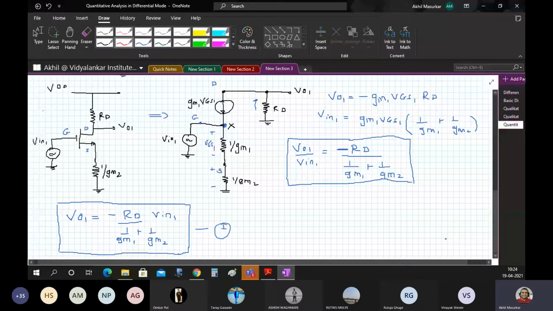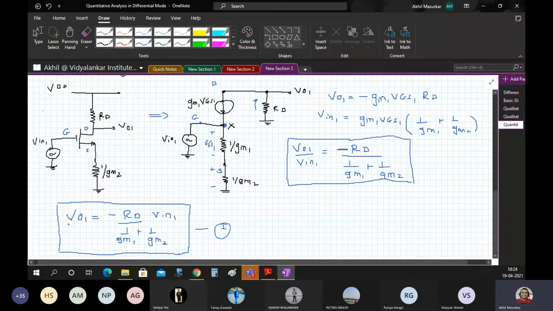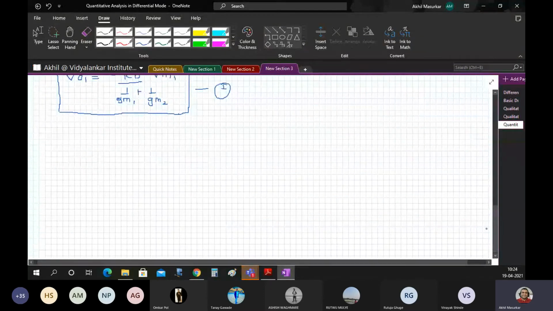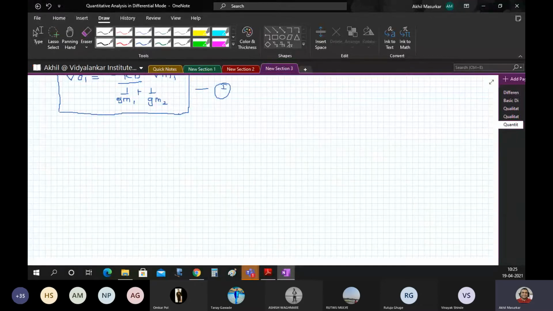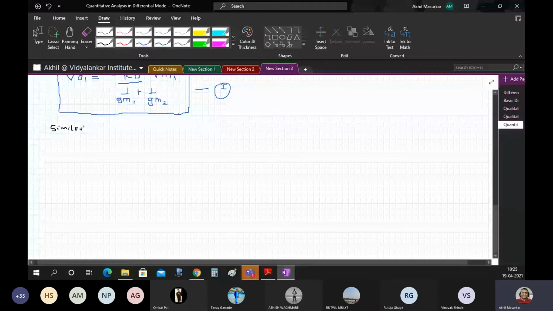Have you completed this? I think I have given enough time. Anyway, I'll go ahead with the calculation now. What you can see on screen is V01 in terms of V in 1. Now I am going to calculate V02 in terms of V in 1.